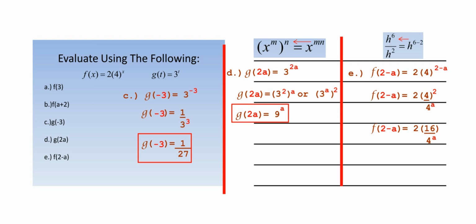And 1 times 4 to the a will be just 4 to the a. And the 2 times 16, double the 16 gives us 32. So f of 2 minus a is equivalent to saying 32 divided by 4 to the power of a. Once again, do note, the 2 multiplies only once. And this is our final answer. F of 2 minus a equals 32 over 4 to the power of a. We are complete in this case with our examples.